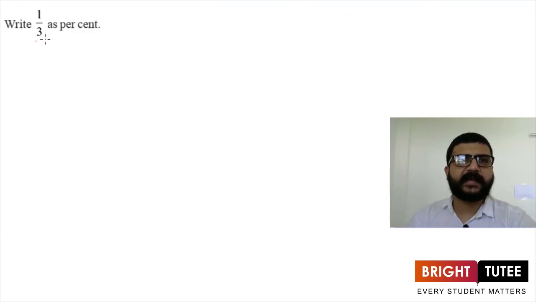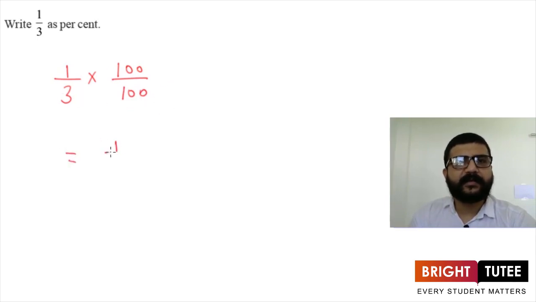Now let's start with this example. The question here is write 1 upon 3 as percent. So one fraction is given to us, it is 1 upon 3. We have to convert this into percent. Now what we have to do for that, we need our denominator to be 100. Then our job will be done. So let's multiply this with 100 upon 100. Now this can be written as 1 upon 3 into 100 whole divided by 100. We can write it like this.